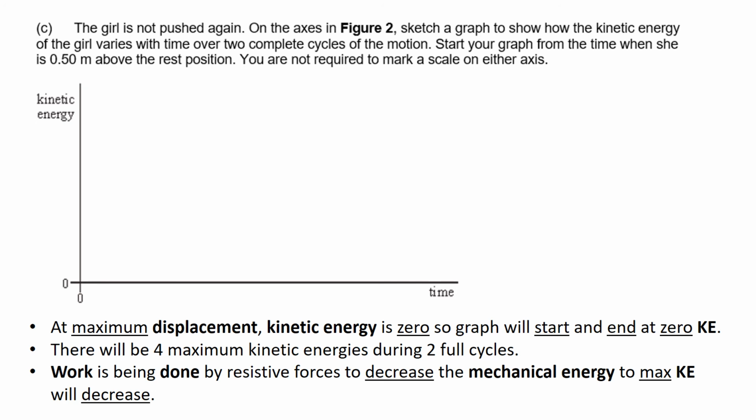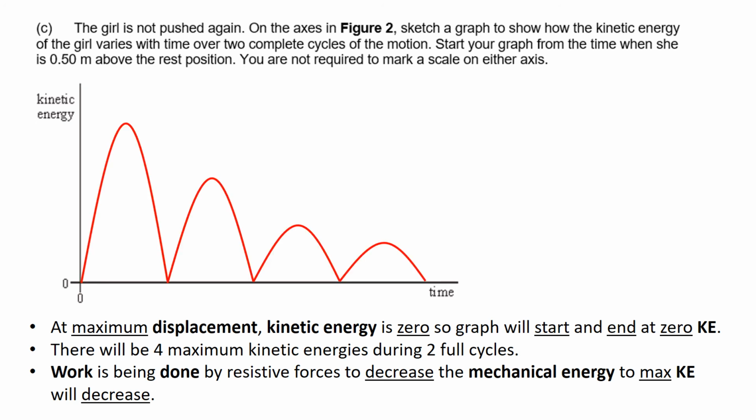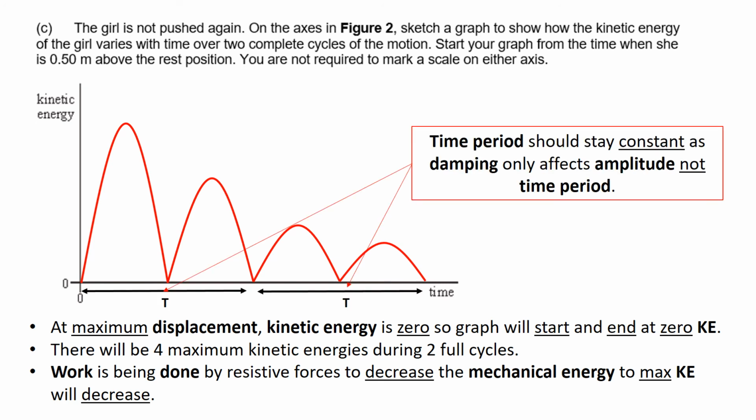We should have 4 max kinetic energies because there's 2 per cycle, and because there's work being done by resistive forces, the total energy should be decreasing and therefore the kinetic energy should be decreasing. So that's what the graph should look like. And a key thing to show on your graph is that the time period should stay constant, because damping forces don't affect the time period, they just affect the amplitude of it.